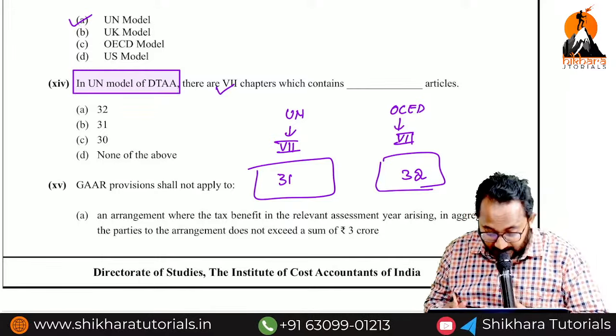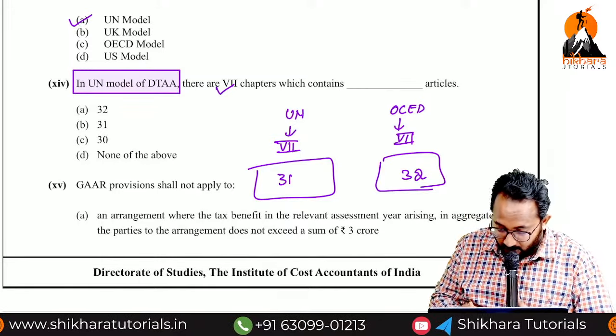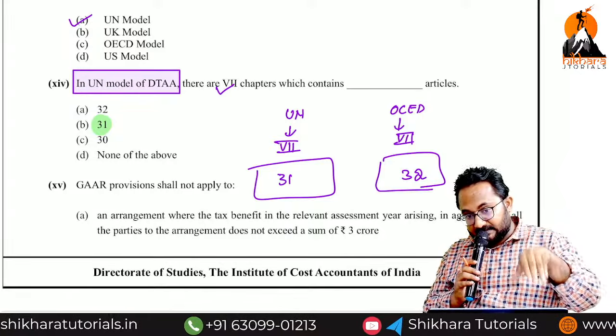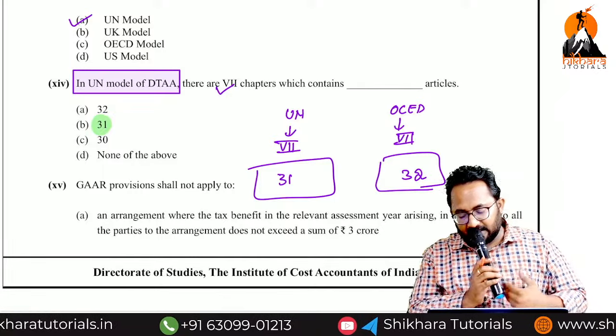Important, for this attempt they are asking. Yes, in our study material we have. Now the answer is 31. My UN model related articles are 31 and OECD related articles are 32.